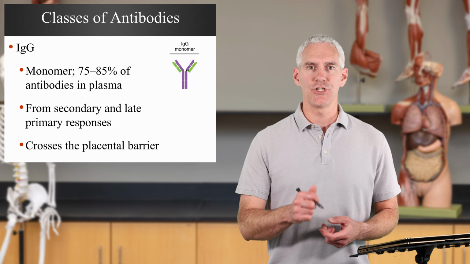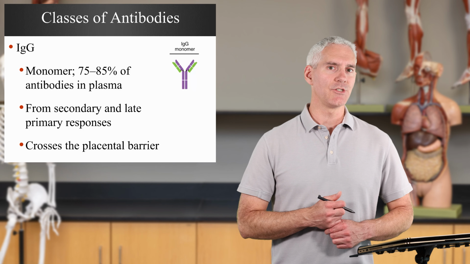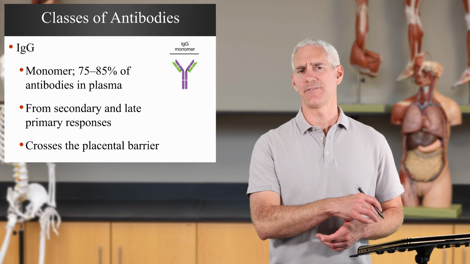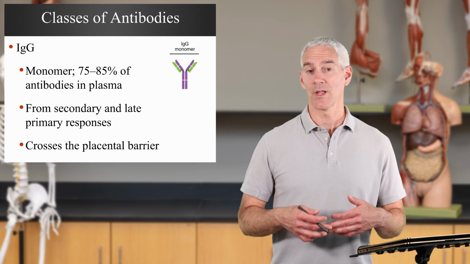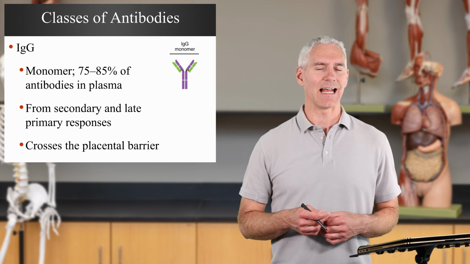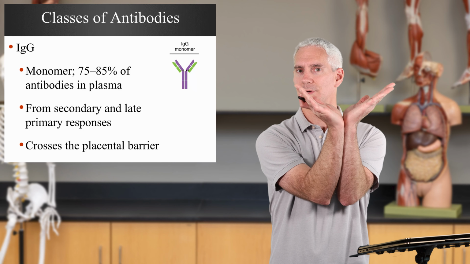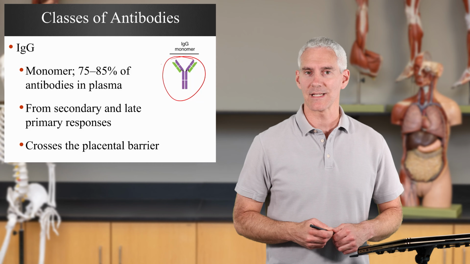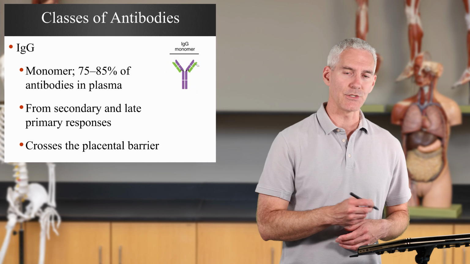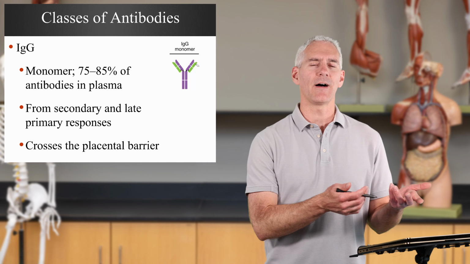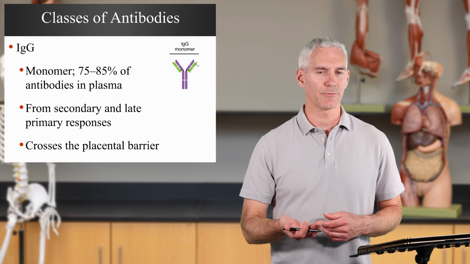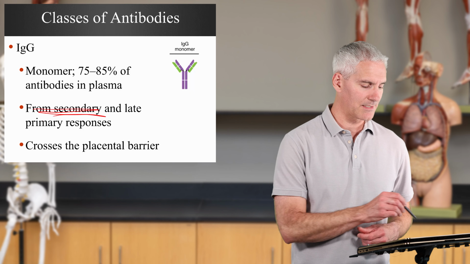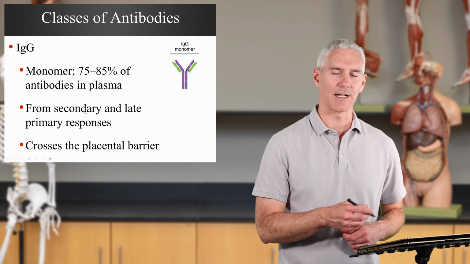Then you have IgG. Now, IgG is the majority of the antibodies you find in the blood. I have down here 75 to 85%. That's also why, if you ever see an antibody drawn, it's usually drawn that Y shape, because this is the most common shape because it's 3/4, if not more, of the antibodies you find in your blood. You'll find these primarily as late first response and then secondary responses.